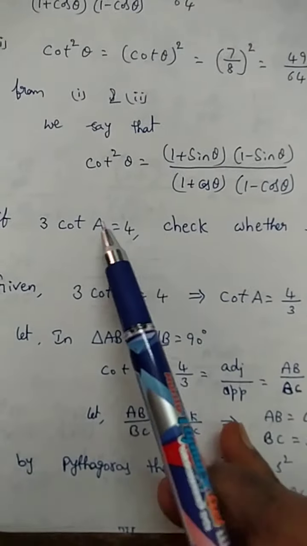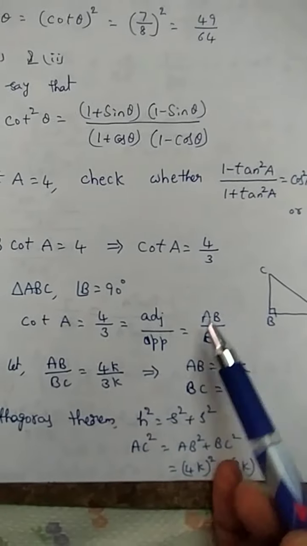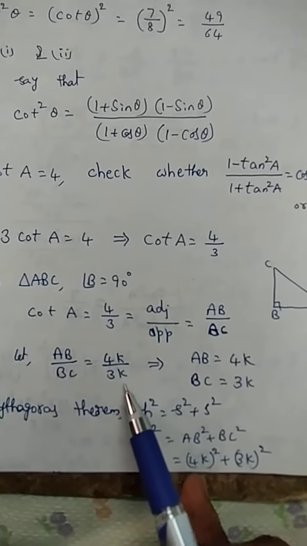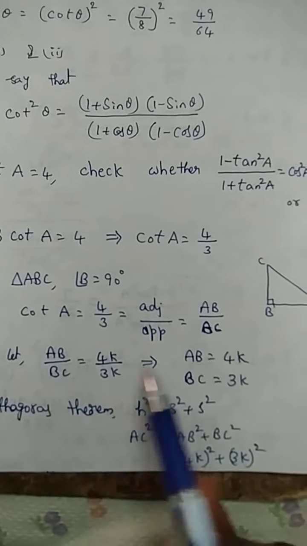Just like in the previous problem, 4 by 3 is a simplified value. Which values are to be simplified? We don't know, so the numerator and denominator are simplified by a common factor. We can assume that common factor to be k. So AB by BC is equal to 4k by 3k. Then AB is equal to 4k, BC is equal to 3k.